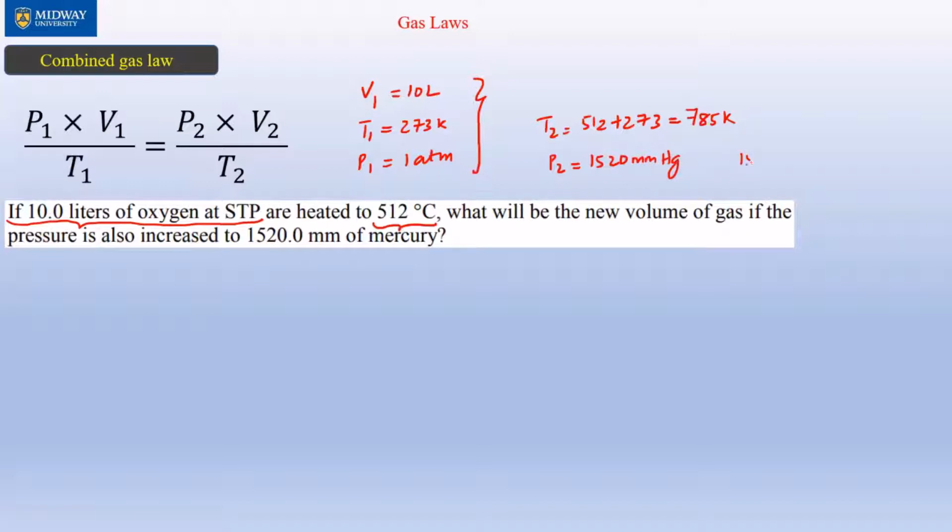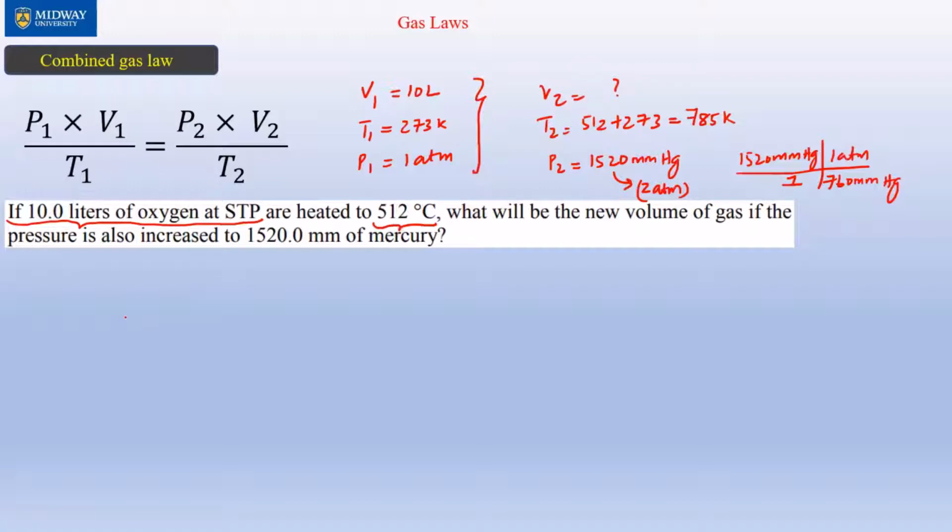So 520 millimeters of mercury, we know that 760 millimeters of mercury is the conversion factor. Of course, you do not have to remember that. It will be in the appendix. So you've got to convert the millimeters of mercury back to ATM. So that'll be roughly about 2 ATM. Okay, now we can find V2.